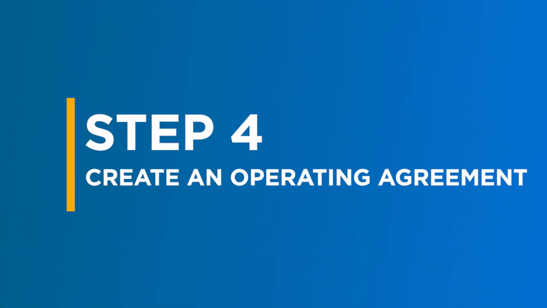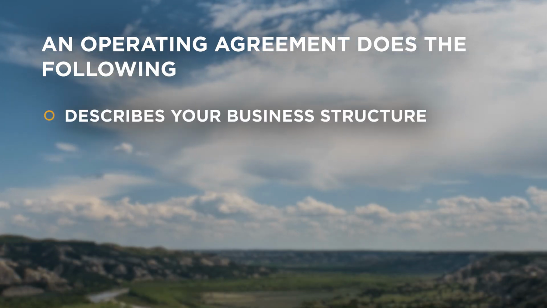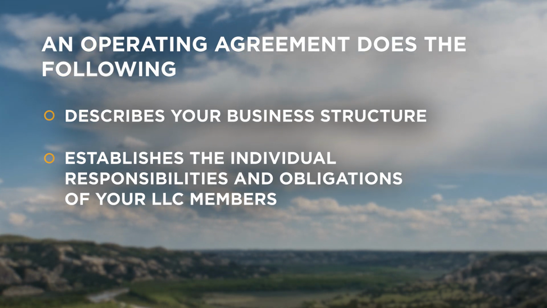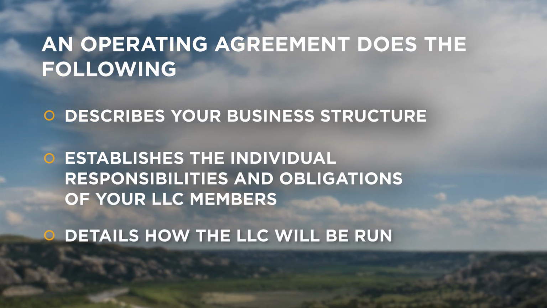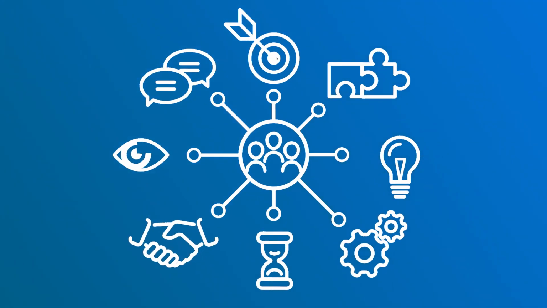Step 4. Next is to create an operating agreement. An operating agreement does the following: describes your business structure, establishes the individual responsibilities and obligations of your LLC members, and details how the LLC will be run. Although North Dakota doesn't require one, an operating agreement clarifies the specific duties of its members, which may help your LLC avoid significant legal and operational difficulties.